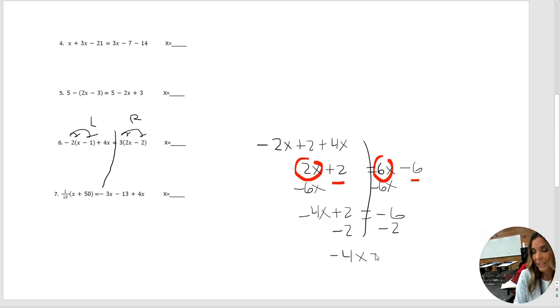So negative 4 times x equals negative 8. And then to get rid of that multiplication of negative 4, I divide. Negative 8 divided by negative 4 is positive 2. Okay, next one.